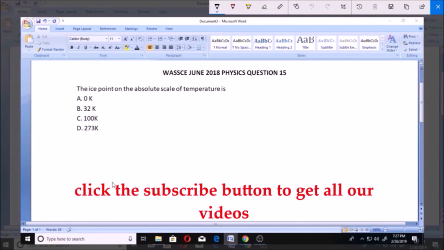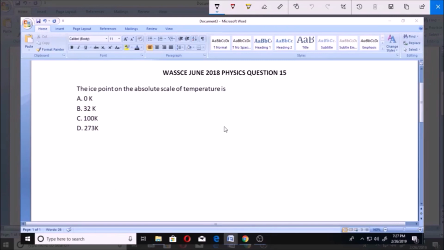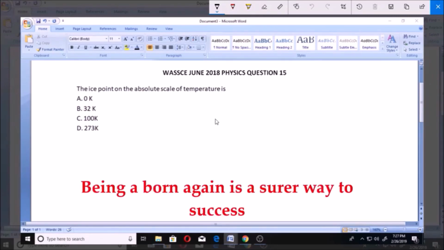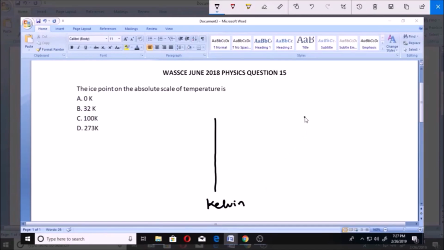So what is the ice point? For us to understand this, we need to know about the Kelvin and the Celsius temperature scales.